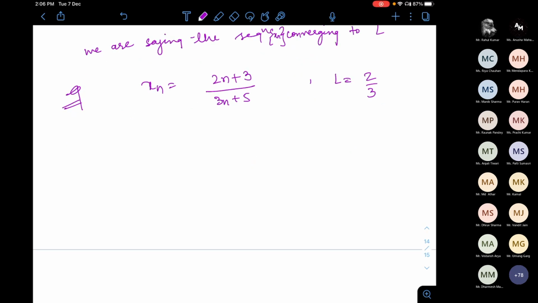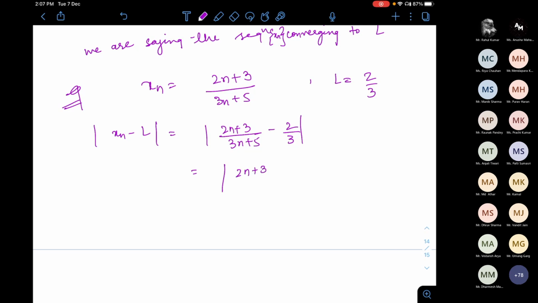Now what if I have to prove that xn converges to L? What should I do? Find n naught for a general epsilon. I should write that the modulus of xn minus L is less than epsilon. It is the intuition, and you have to calculate n naught.